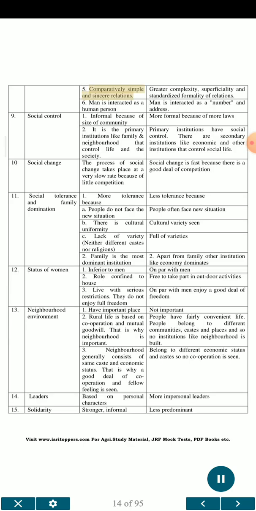5. Rural: comparatively simple and sincere relations. Urban: greater complexity, superficiality and standardized formality of relations. 6. Rural: man is interacted with as a human person. Urban: man is interacted with as a number and address.